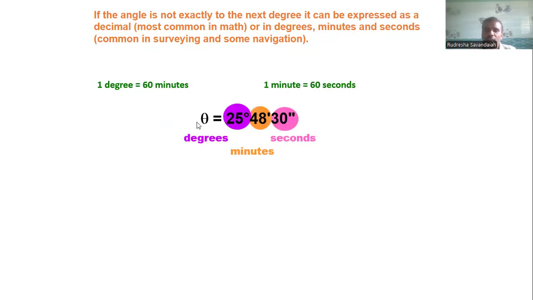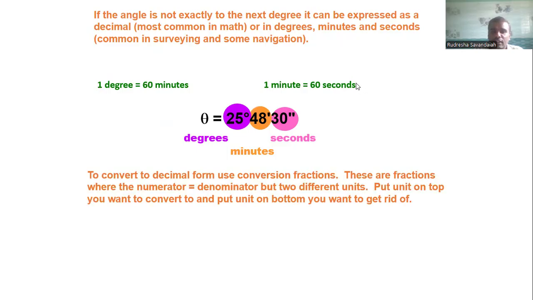See here, first you have angles in degrees, minutes and seconds. 1 minute is equal to 60 seconds and 1 degree is equal to 60 minutes. To convert the decimal, use conversion fractions. These are fractions where the numerator equals the denominator but they have two different units. Put the unit you want to convert to on top, and the unit you want to cancel on bottom.